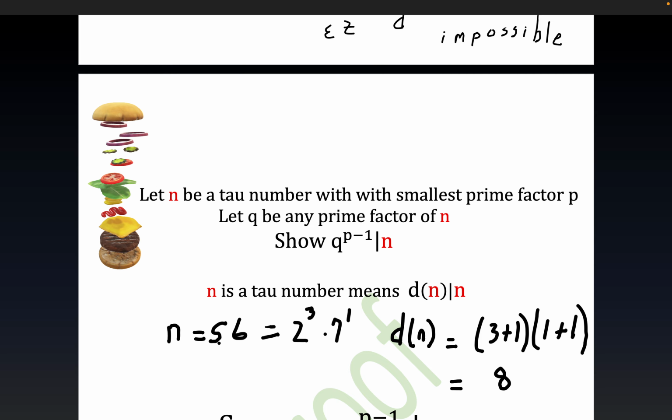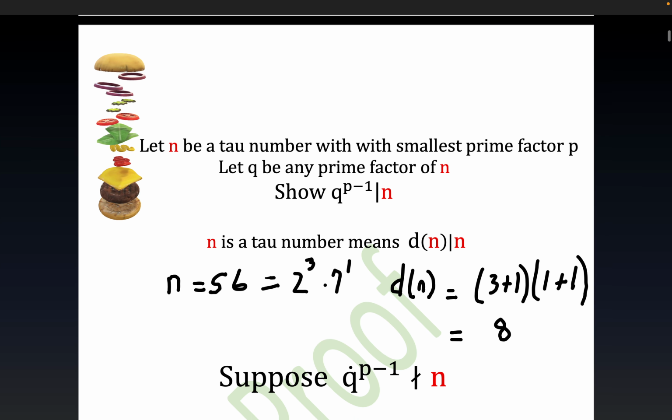Now what we're trying to show is that if p is the smallest prime divisor of any town number, and q is a prime factor, not necessarily another prime factor, but we think of it that way. Let q be another prime factor, but it works for p also. We need to show that q raised to p minus 1 divides n also as a factor of n, which is interesting to me. It took me a while to see why this works.